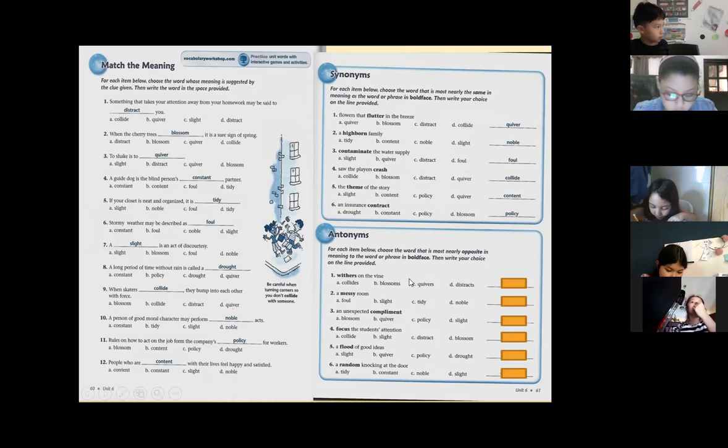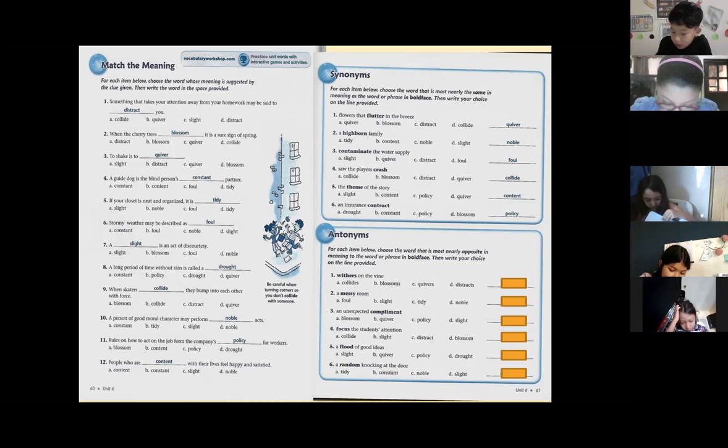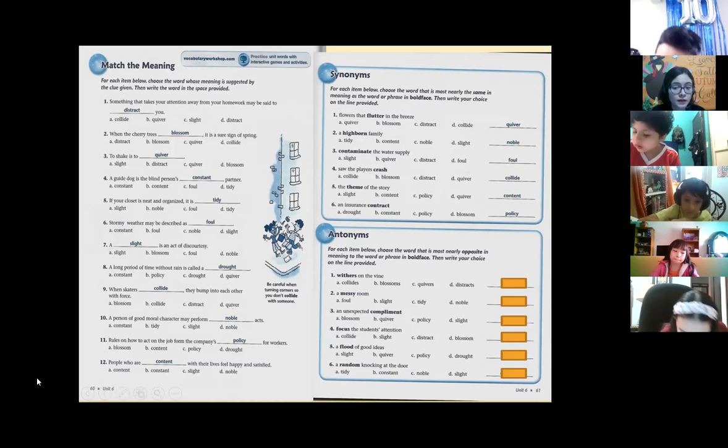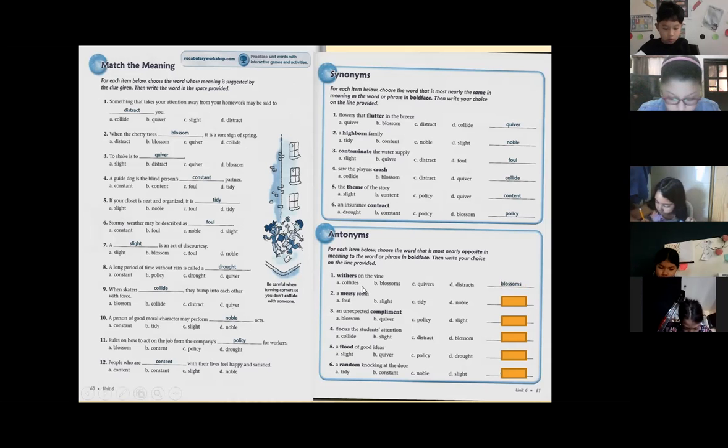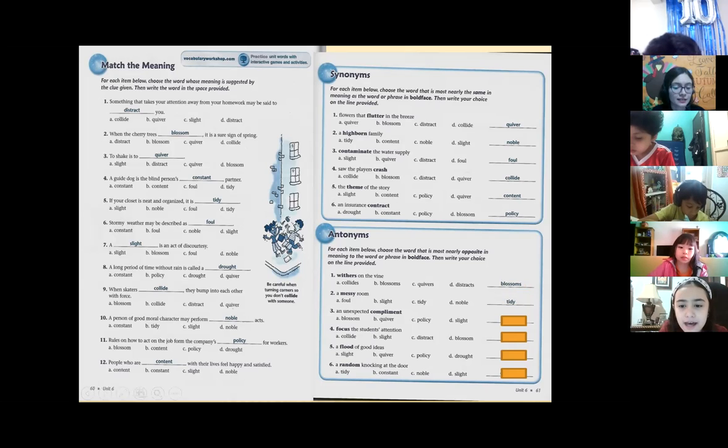Now let's go to antonyms. Remember, antonyms means the opposite. It's the contrary. So we have withers on the vine. Which of these words means the contrary of blossoms? Withers is the contrary. Excellent, Marcelo. That's the answer. Tidy is the next word. How do you pronounce the word? Tidy. Thank you, Marcelo. Excellent. Tidy.